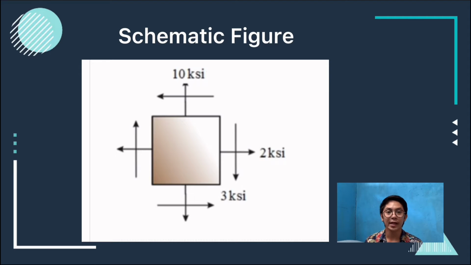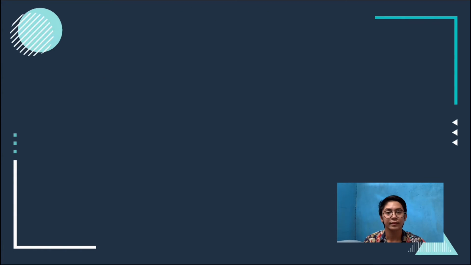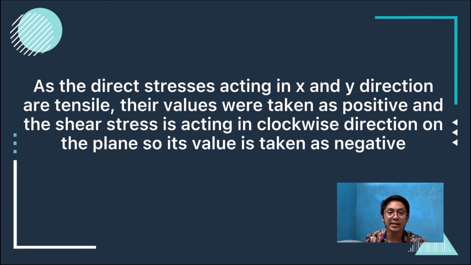So the first step is we need to draw a schematic figure of the stress element. Second step is we need to draw the Mohr circle representing all the stresses acting on the plane. As the direct stresses acting in x and y direction are tensile, their values are taken as positive, and the shear stress is acting clockwise direction on the plane, so its value is taken as negative.